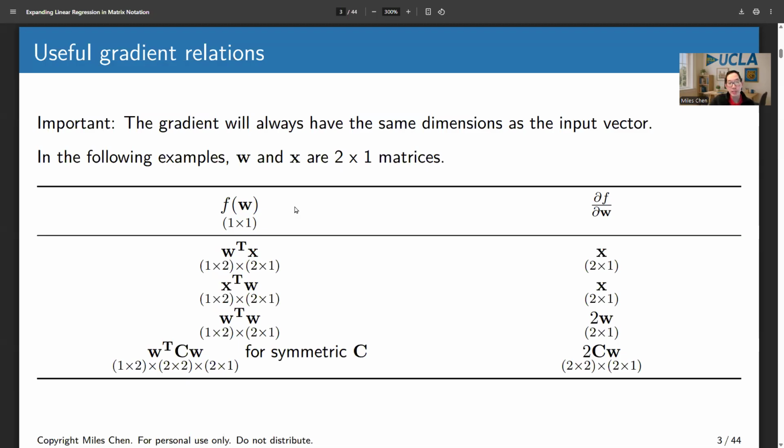So here are some useful gradient relationships: if you have a function that outputs a single scalar value and you want to take the gradient of that function with respect to W, these are some of the things that we get. And keep in mind that you can think of the gradient as a vector of partial derivatives with respect to each of the components in W. So if W itself is a 2x1 matrix, then the gradient of our function f with respect to W is also going to be a 2x1 matrix.